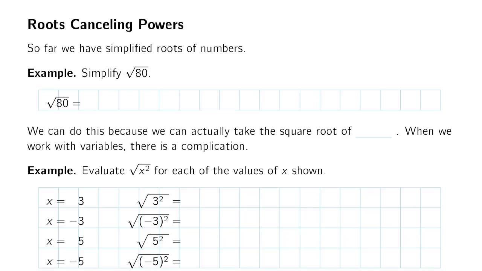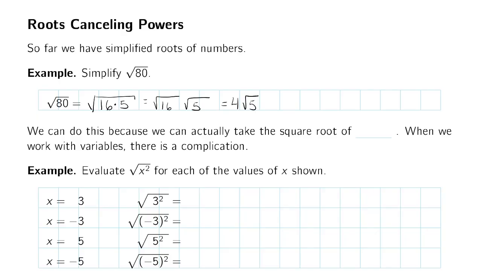So far, we have only simplified radicals when the contents of the radical was just a number. So for example, to simplify the square root of 80, we notice that 80 is a multiple of 16, which is a perfect square. So the square root of 80 is the square root of 16 times 5, which works out to 80. That's the square root of 16 times the square root of 5. And actually taking the square root of 16, that's 4 times the square root of 5.